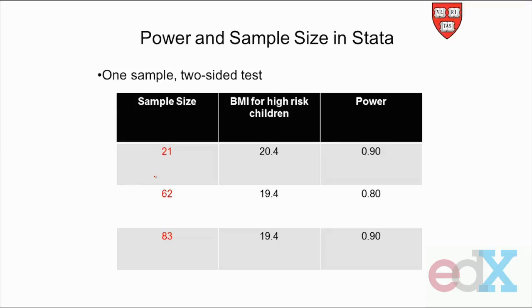So if you run through STATA and follow the syntax given, you'll find the sample sizes for various powers and alternatives. So for 80% power and an alternative of 19.4, you're going to need 62 children. And if we keep everything the same except we increase the power, we're going to need to increase the sample size. So all else being equal, if we increase the power, we're going to need to increase the sample size as well.